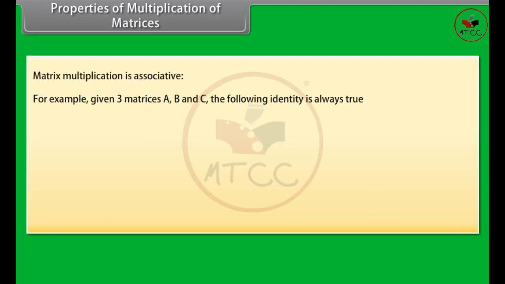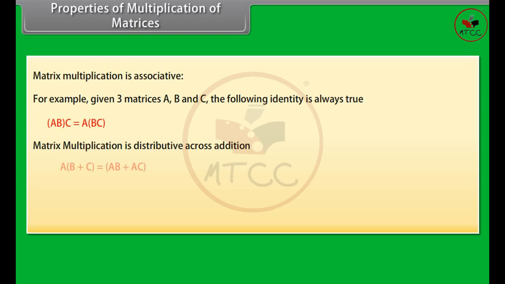Properties of multiplication of matrices. Matrix multiplication is associative. For example, given 3 matrices A, B and C, the following identity is always true: AB into C is equal to A into BC. Matrix multiplication is distributive across addition: A into B plus C is equal to A into B plus A into C.